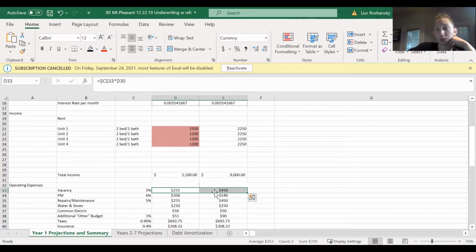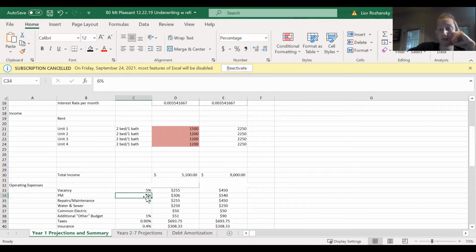So I need to have some sort of vacancy allowance. Next is my PM, or property management fee. We have an internal property management, and this is our charge structure: 6% of the total gross monthly collected rent. So you can see once stabilized at $9,000, I should be getting billed just under $550. Next is the repairs and maintenance budget.